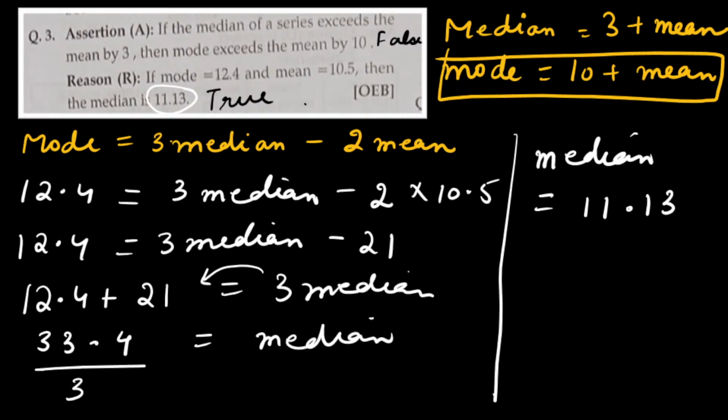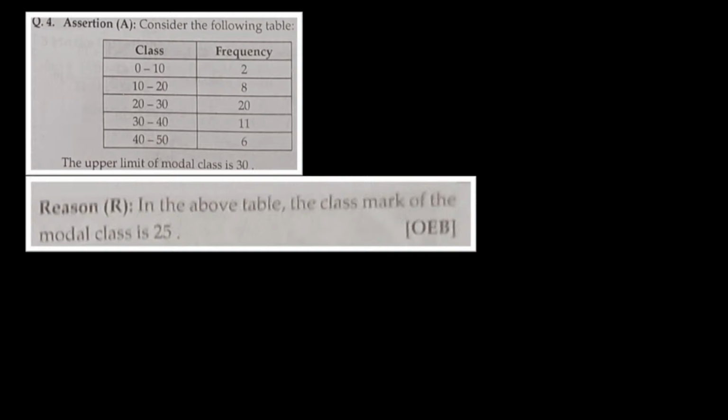So which option should be the correct option? A is false, R is true. I've shown you the options for this one. Which option should be correct? B option. A is false and R is true is B option. You have to write the option as well. Let's do the next one.